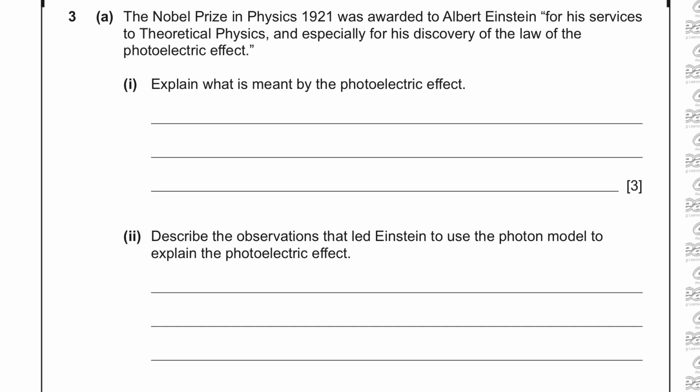So in photoelectric emission you have photoelectrons, which are basically electrons, but we call them photoelectrons because of how they're being created or emitted in this particular case. So we have photoelectrons emitted from a metal surface when the metal surface is irradiated by electromagnetic radiation above a certain value of frequency.